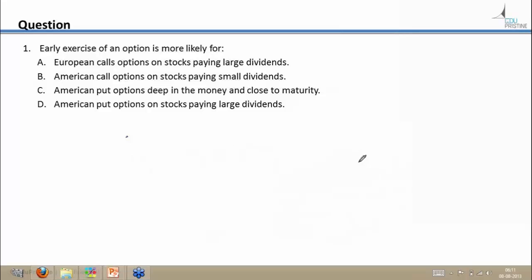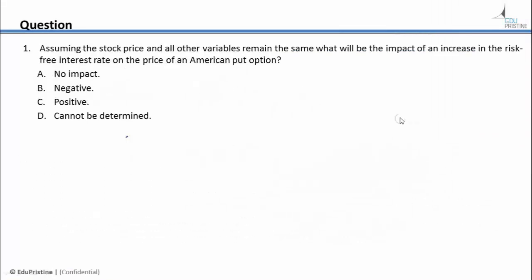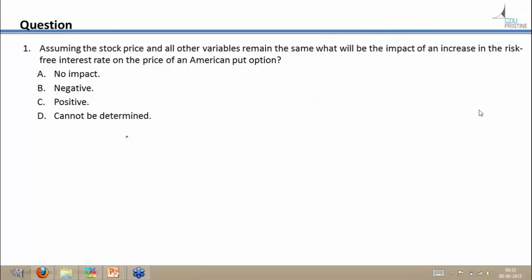Now, before we move on, we will first see another question and then discuss one more thing. Okay. Now, can you please read this? Please let me know if you have any questions. The question says, assuming the stock price and all other variables remain the same, so nothing is changing, what will be the impact of an increase in the risk-free interest rate on the price of an American put option?